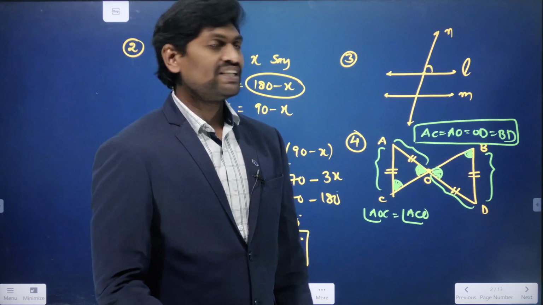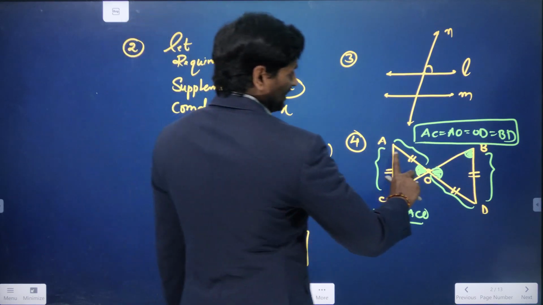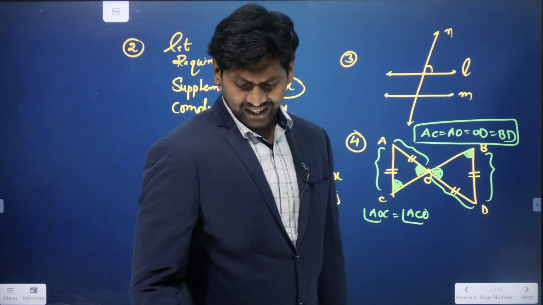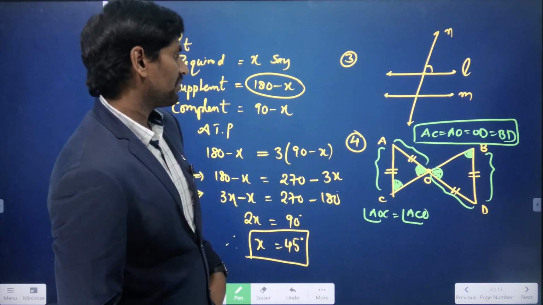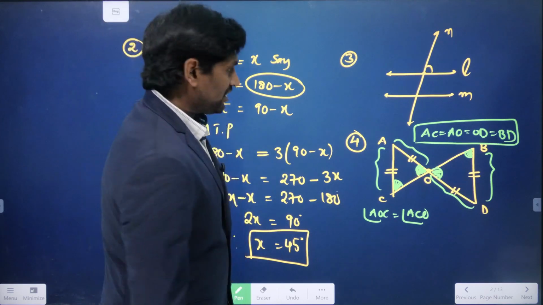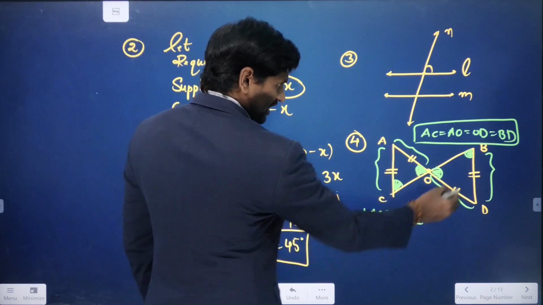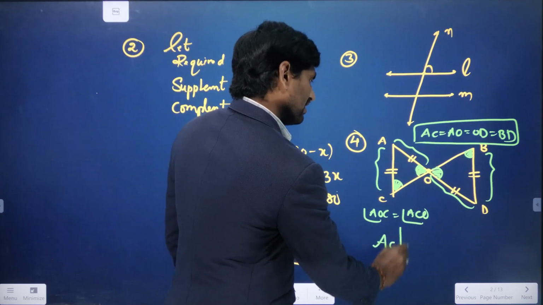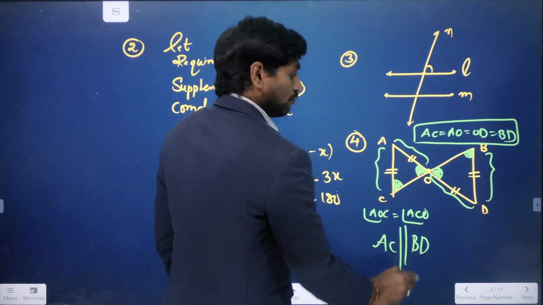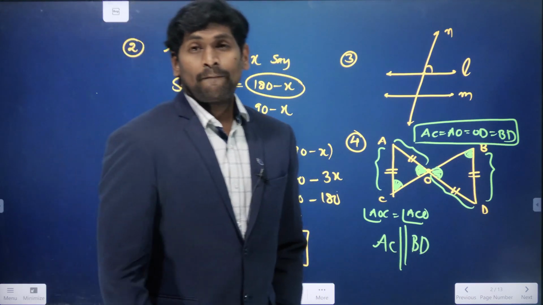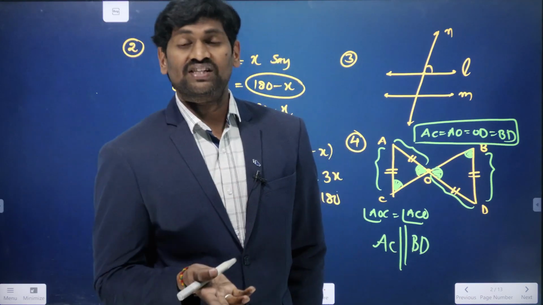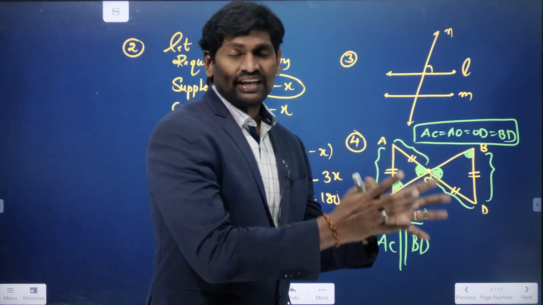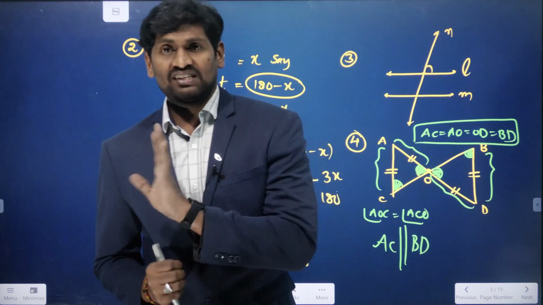Then option C, AC is parallel to BD. Is it possible or not? Let us go to the last option, AC is not parallel to BD. Now while you are observing this, AC and BD are parallel lines here, because we already discussed that for parallel lines with a transversal, some angles are equal. What are the angles? Corresponding angles are equal, alternate angles are equal.